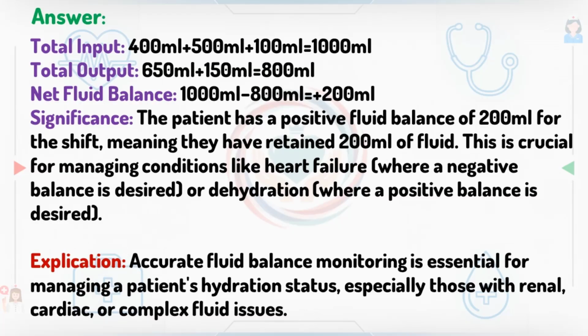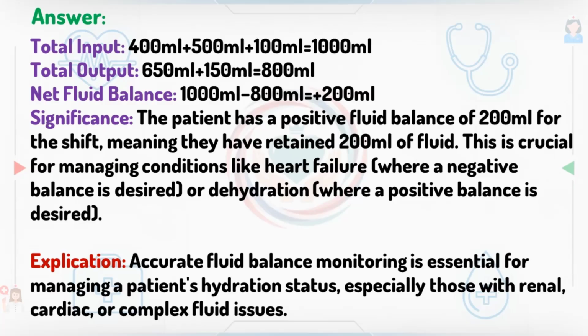Total input 400 milliliter plus 500 milliliter plus 100 milliliter equals 1000 milliliter. Total output 650 milliliter plus 150 milliliter equals 800 milliliter. Net fluid balance 1000 milliliter minus 800 milliliter equals plus 200 milliliter.